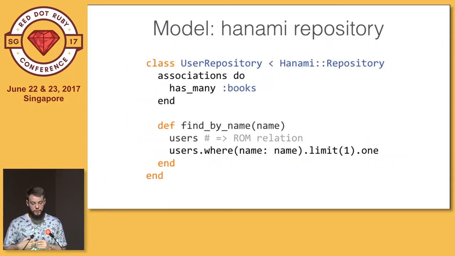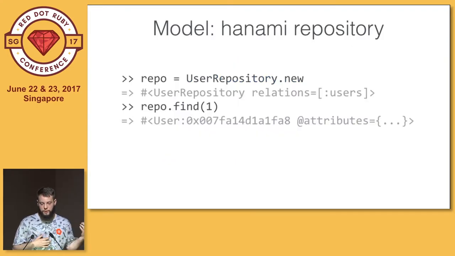And the second part is the repository. Repository is one class which knows all about your database. In my case, you can see that the repository knows about associations. And also in instance methods, you can see that I call ROM relation and work with this ROM relation. And usage of this looks like this: you need to initialize a repository object, and after that call some methods on it.